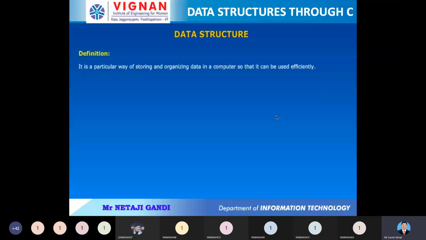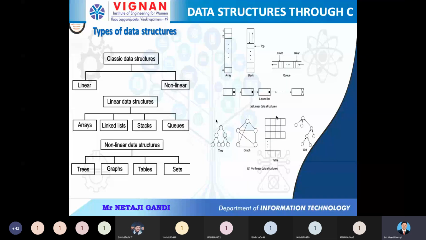There are different types of data structures available. What are the different types of data structures? The classification of data structures is linear data structures and non-linear data structures. The best examples of linear data structures are arrays, linked lists, stacks, queues. This is called arrays, this is called stacks, this is called queues, this is a linked list, and a double linked list is nothing but a bidirectional one. Coming to non-linear data structures, the data cannot be arranged in a structural, linear manner.